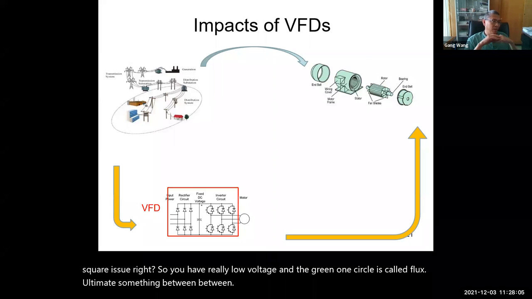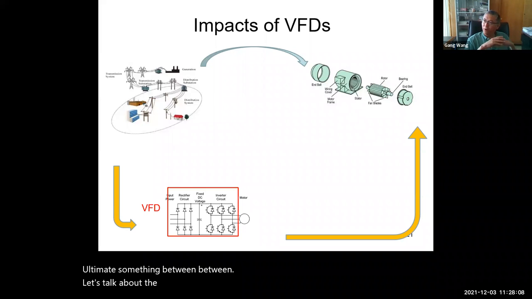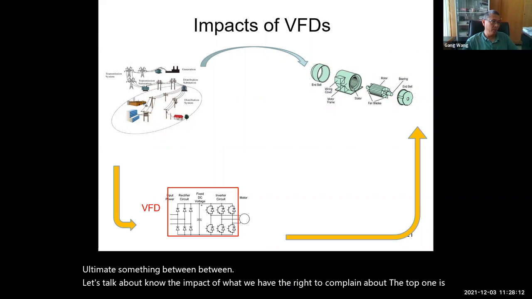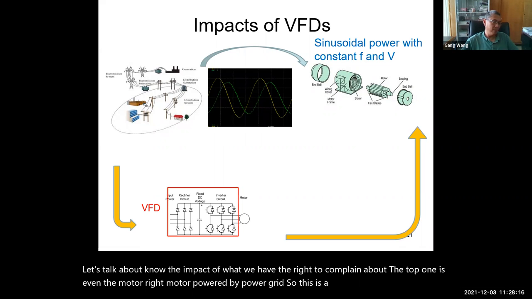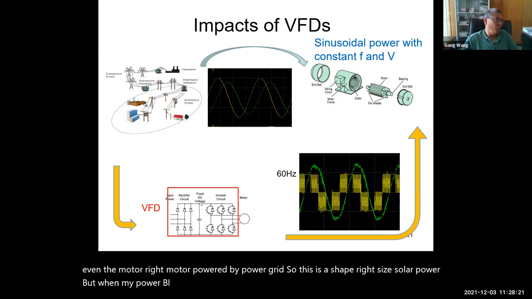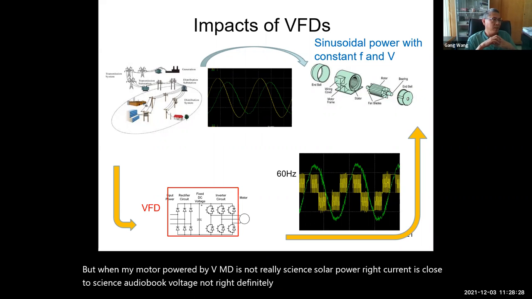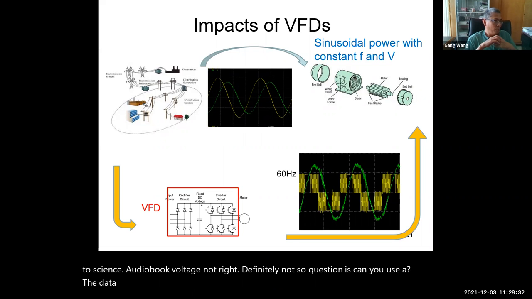Let's talk about the impact of VFD. I compare two cases. The top one is when the motor is powered by the power grid, so this is a sinusoidal power shape. But when the motor is powered by a VFD, it is not really sinusoidal power. Current is close to sinusoidal, but voltage is definitely not. So the question is, can you use the performance data provided by the manufacturer for a motor powered by VFDs?